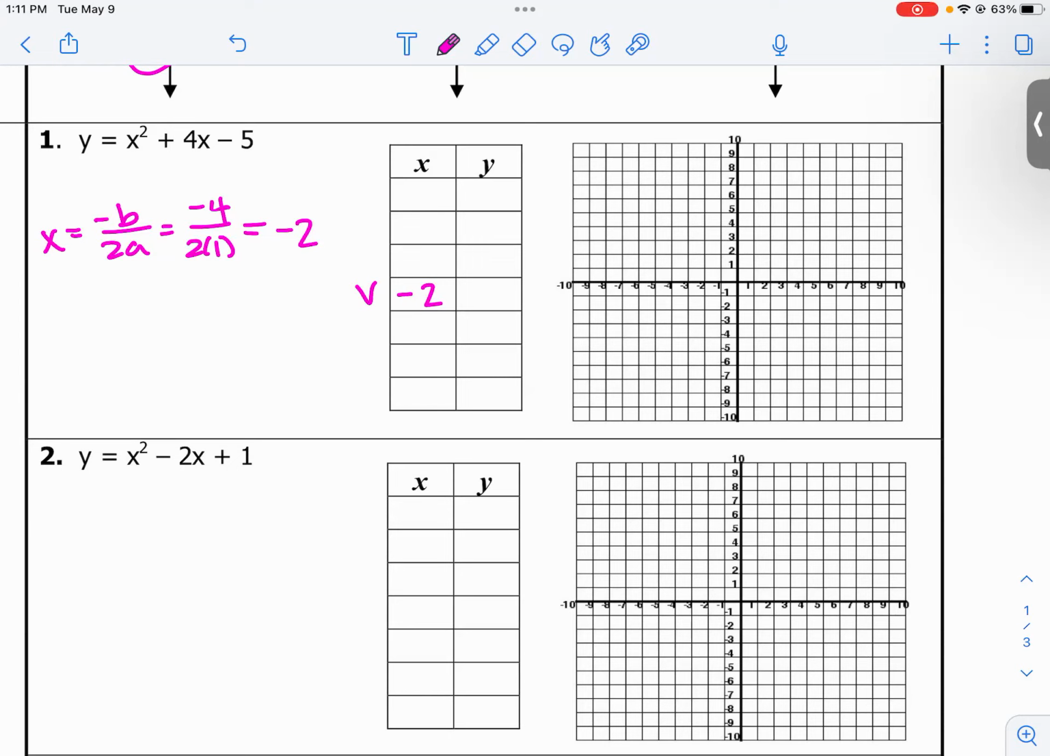Kane, I don't really care what group you were in. What do I do with the negative 2? You plug it in. It looks like this group, when they plugged it in, got negative 9.